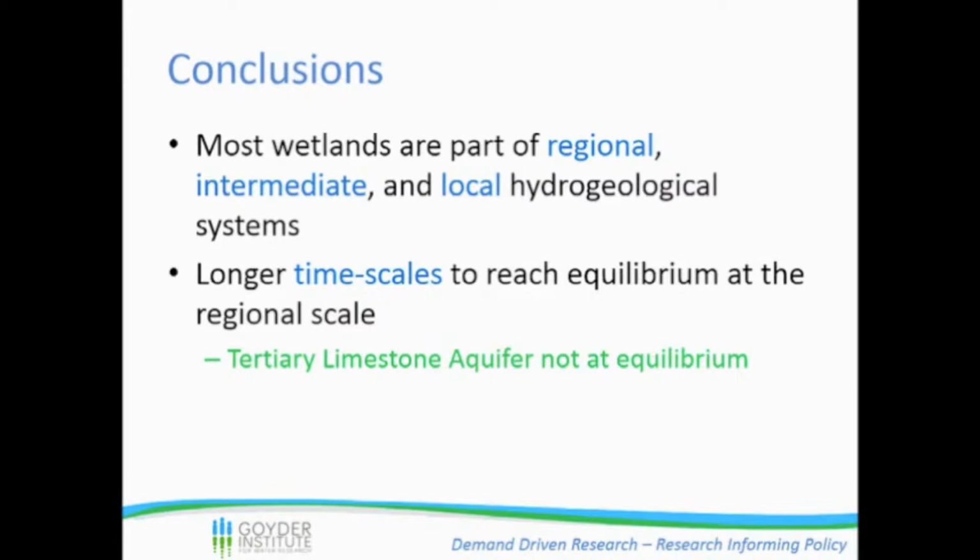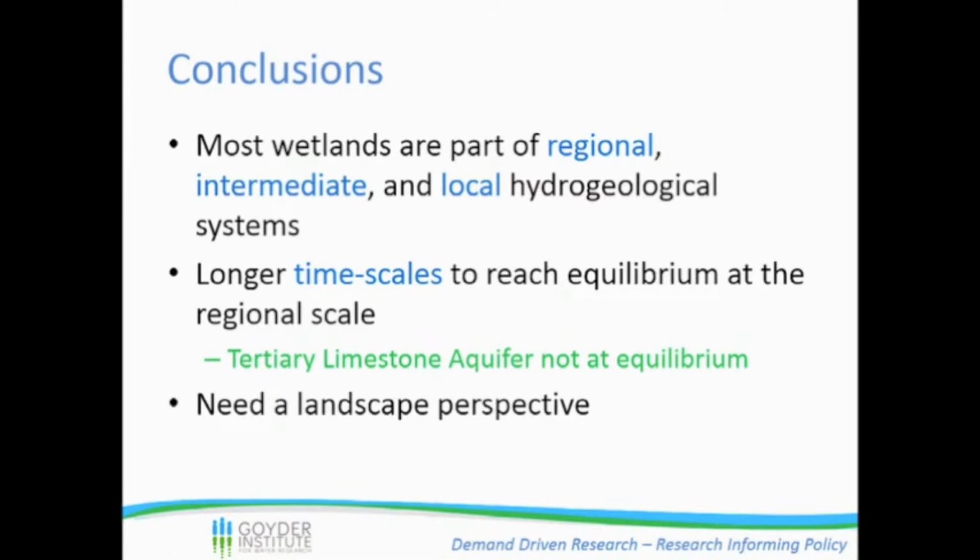The tertiary limestone aquifer is still adjusting to changes to land use that have occurred since European settlement. And often when people model such systems, they start as far away as the last glacial age to include past variations in the water table. So understanding where a wetland fits in this system is very important to customize how we approach modeling change.